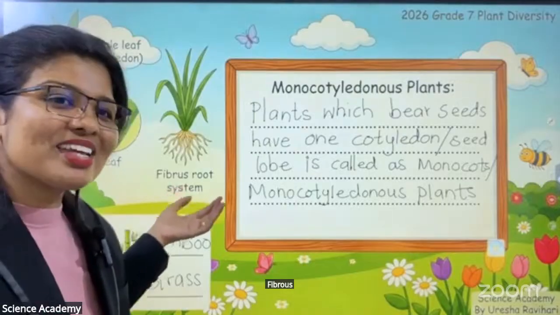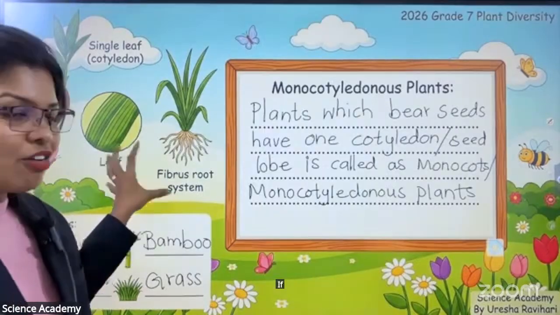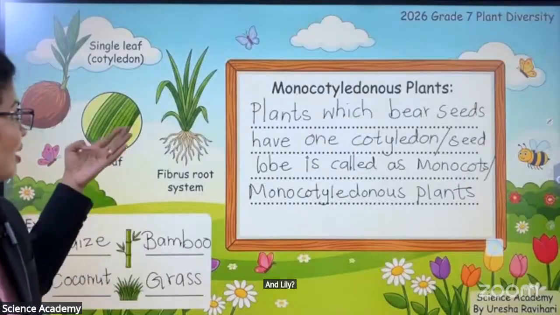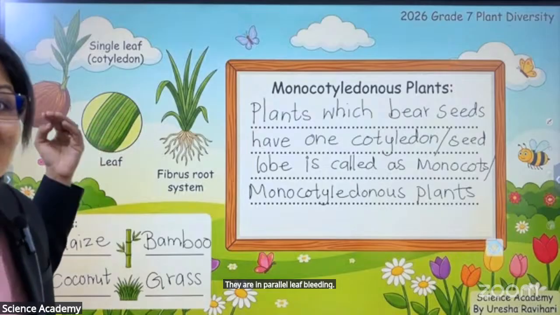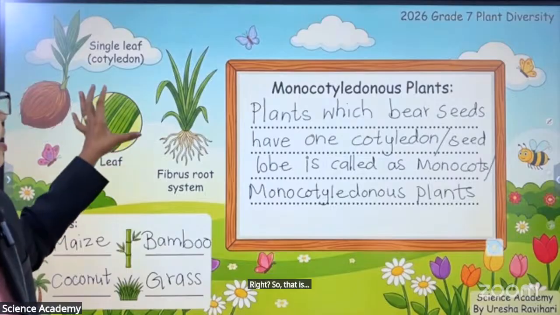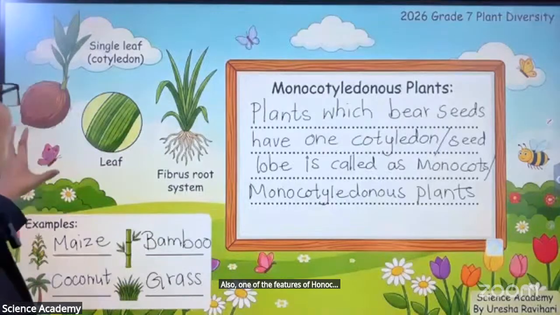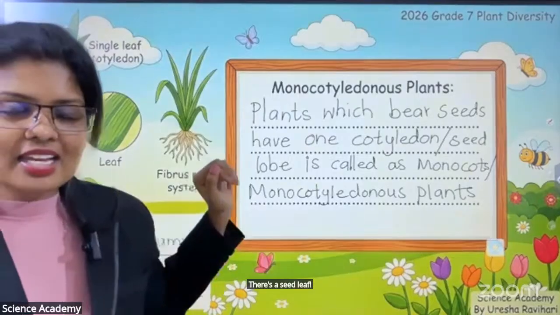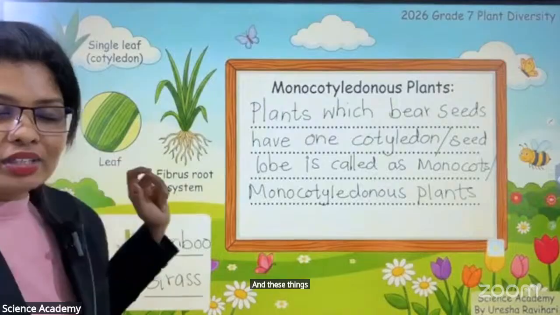Children, if plants have a fibrous root system, we discussed it under the diversity of roots, and the leaves bear parallel leaf venation, right? So that is also one of the features of a monocot plant. And then, children, there's a single seed leaf, seed lobe, for these monocotyledonous plants.